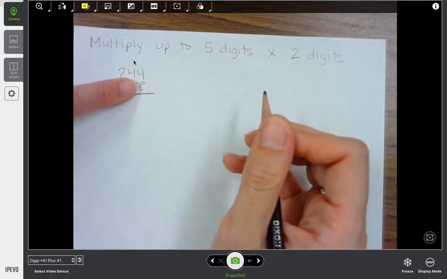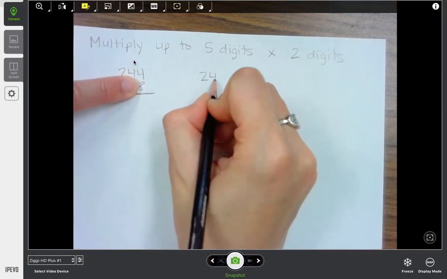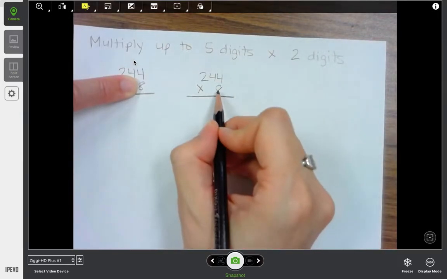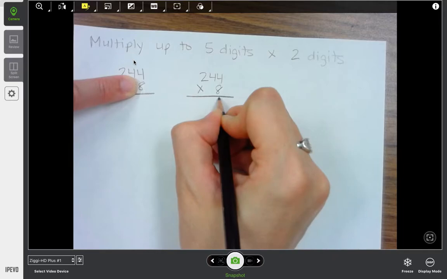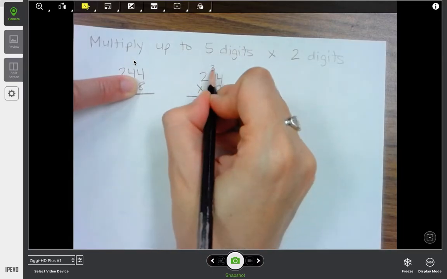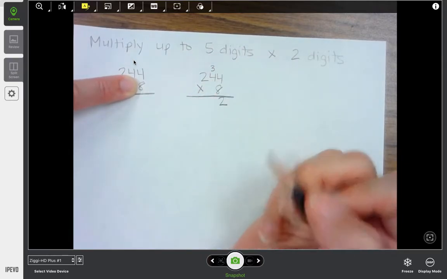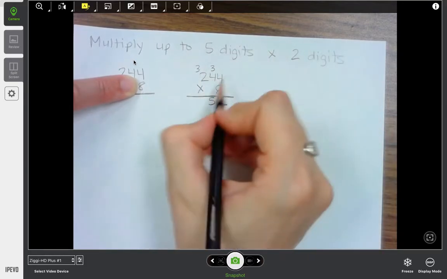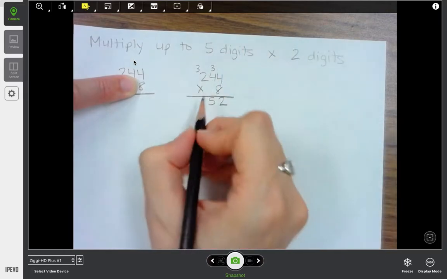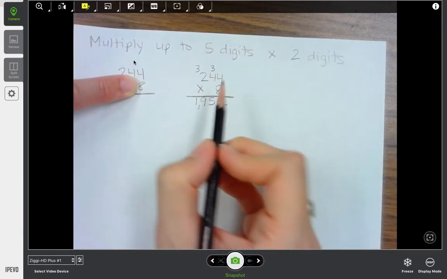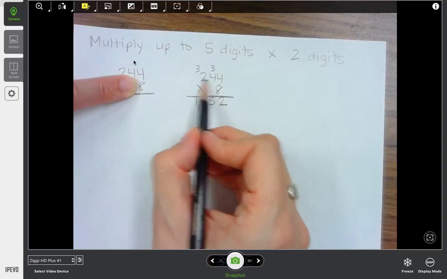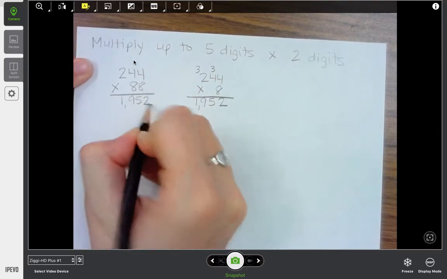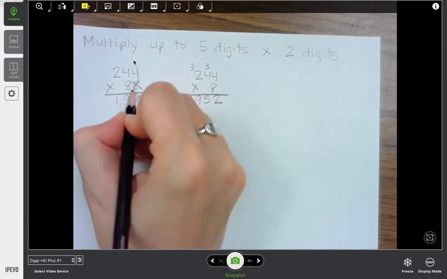So I can work out 244 times 8, okay? And so 8 times 4 is 32. I'm going to carry my 3. 8 times 4 is 32, plus 3 is 35. I'm going to carry my 3. 8 times 2 is 16, plus 3 is 19. So 244 times 8 is 1,952.